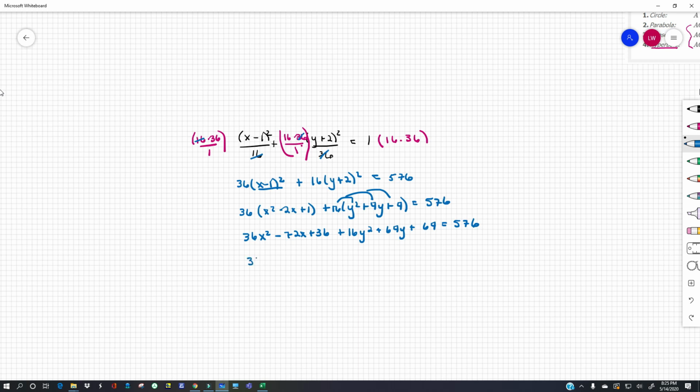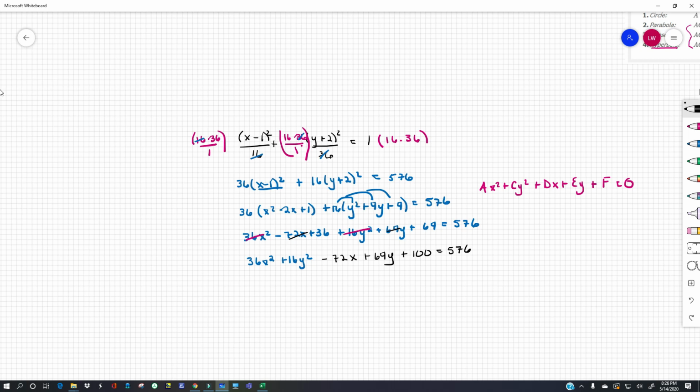So I'm going to have 36x squared plus 16y squared. What I just did here is put those two together, right? In that form, ax squared plus cy squared plus dx plus ey plus f equals 0. That's the form I'm striving for. Okay, now I'm going to do the same thing with the linear term. So I've got negative 72x plus 64y. So I took care of those. And now 36 and 64 is 100, right? So plus 100 equals 576.